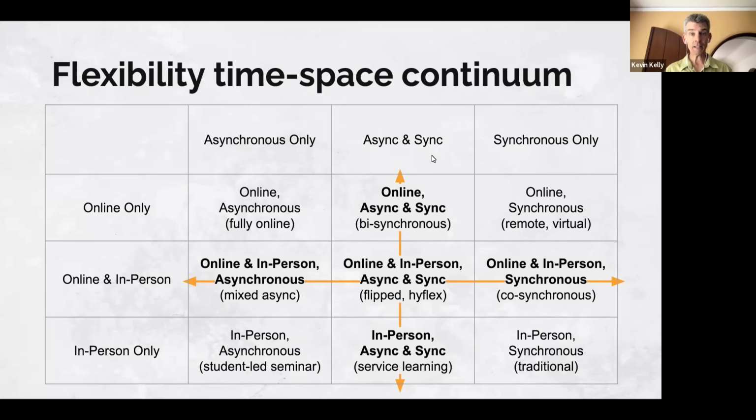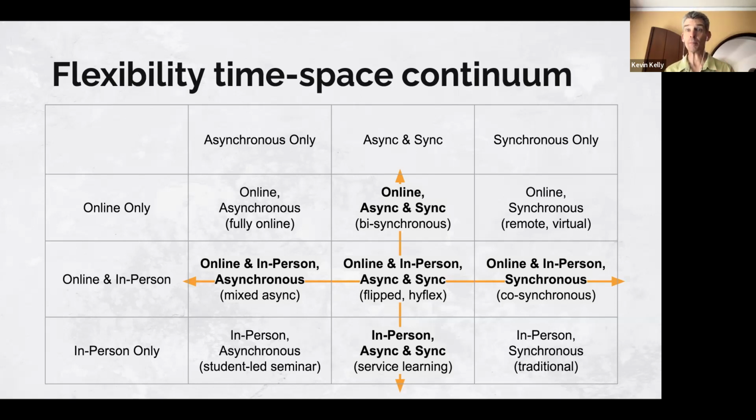I see flexibility as a space-time or a time-space continuum. And so you can see along the top row, we have columns for asynchronous only courses, asynchronous and synchronous combined courses, and synchronous only courses. And for each row header, we have online only courses, online and in-person courses, and in-person only courses.